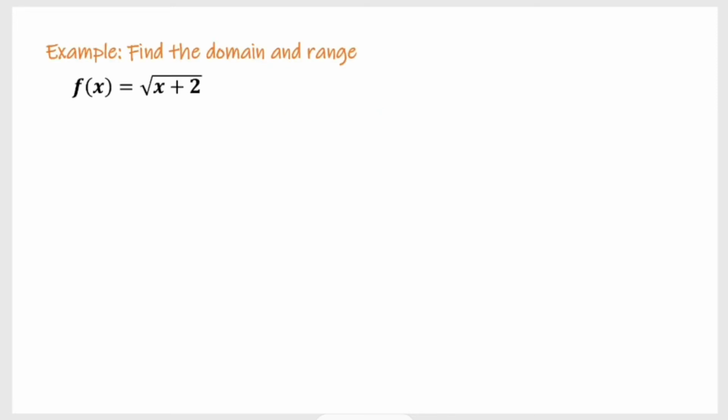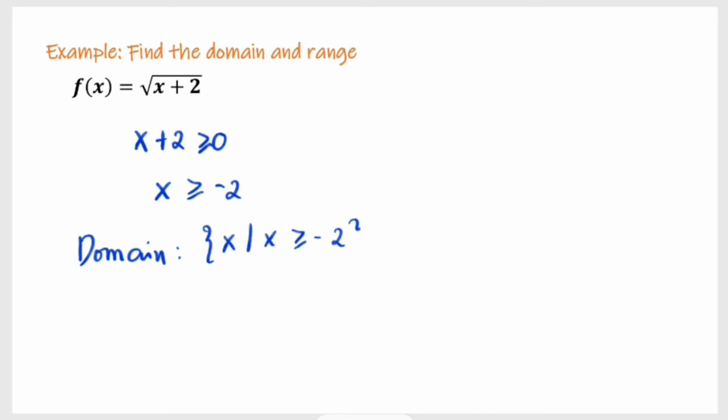Let's try this example. The square root of x plus 2. To find the domain, we have to make sure that x plus 2 is greater than or equal to 0. So x should be greater than or equal to negative 2. Therefore, the domain would be all values of x such that x is greater than or equal to negative 2.